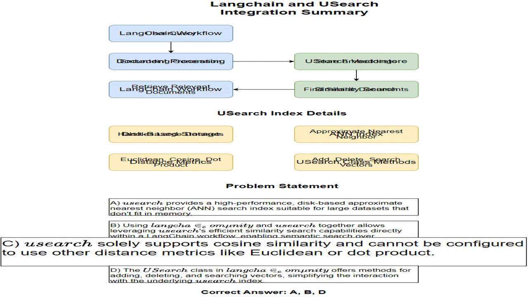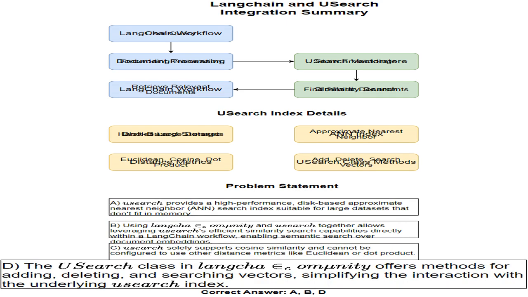Statement C contains an inaccuracy. USearch supports multiple distance metrics, not just cosine similarity. The ability to use different metrics like Euclidean distance or dot product is important because the optimal metric depends on the specific embeddings and the nature of the data. Being flexible is key. Now, let's look at statement D.